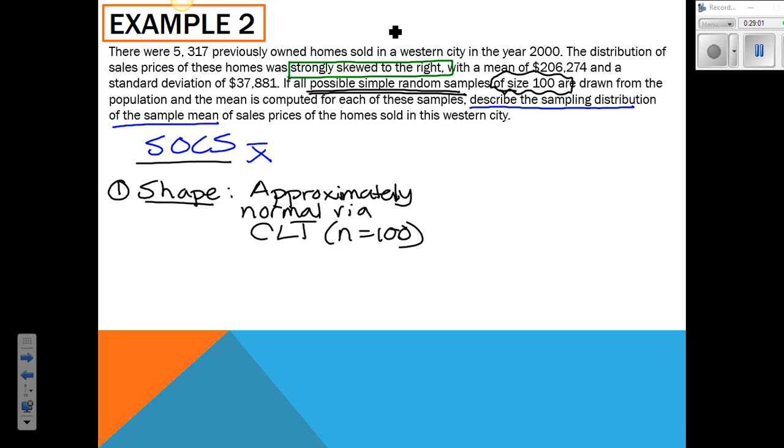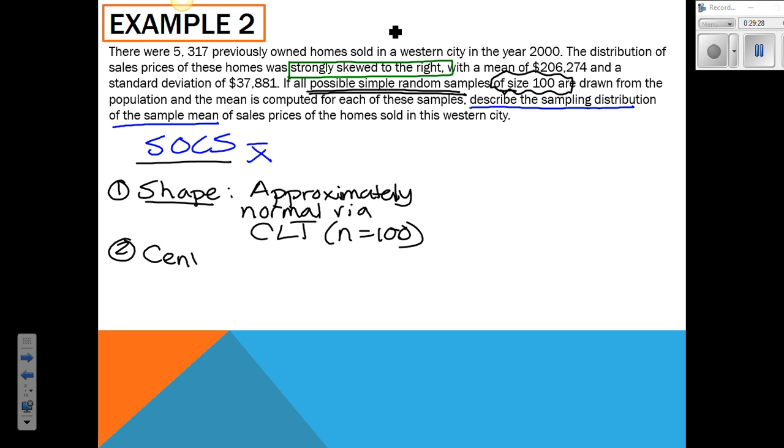It's a true sampling distribution. Not an approximate sampling distribution, because you're actually accounting for every single possible simple random sample, right? You're accounting for all combinations of 100 out of 5,317 things. That's a lot of sample means. So this is the almost perfect sampling distribution here. So that's going to be approximately normal. You guys good with that?